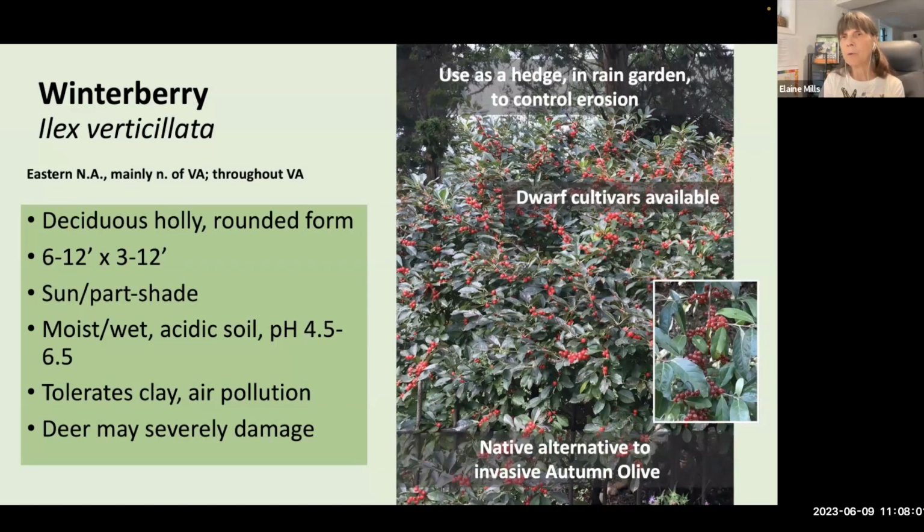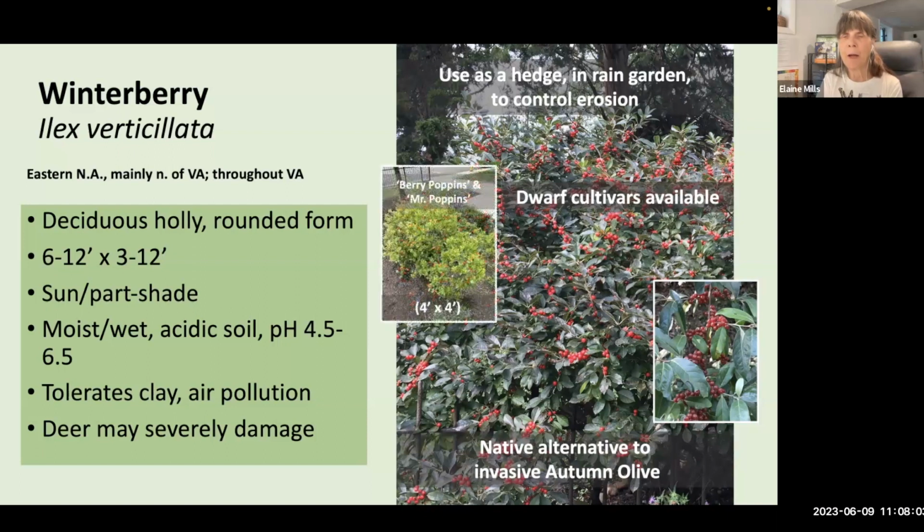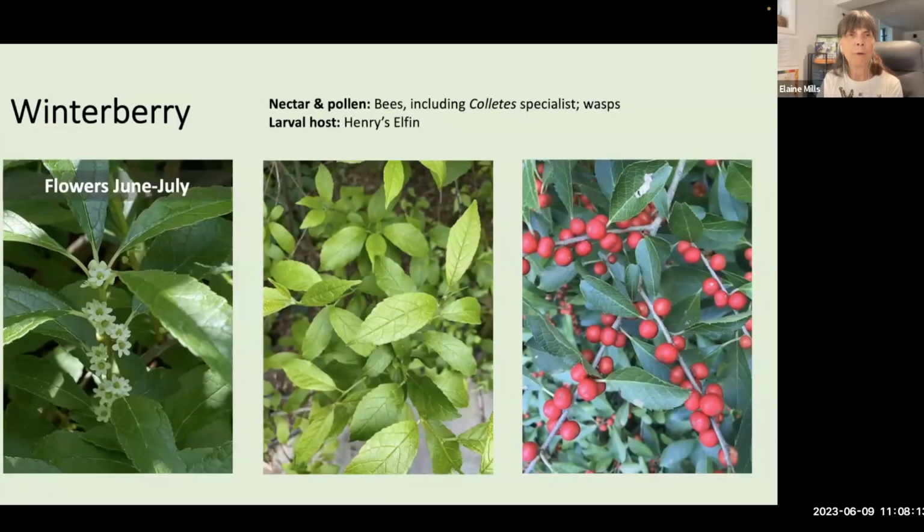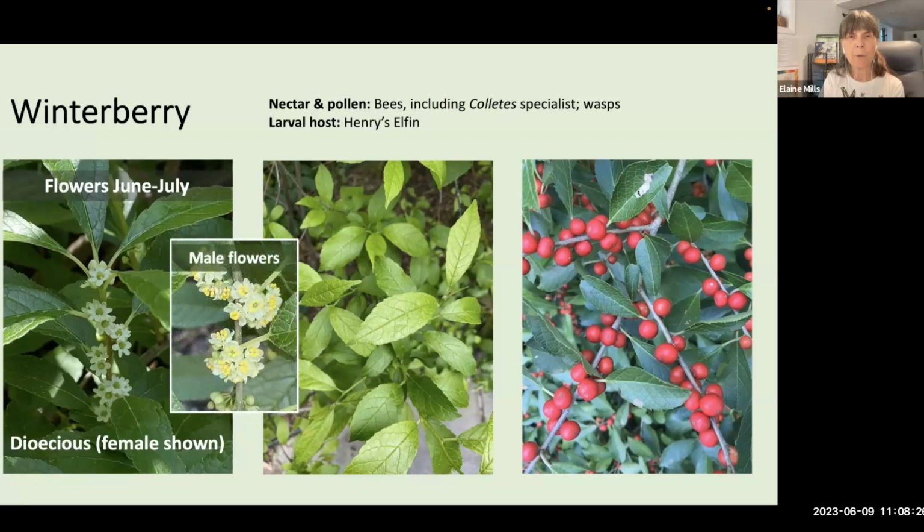There are a number of dwarf cultivars available, among them Berry Poppins and Mr. Poppins that we use in one of our Master Gardener demonstration gardens. Winterberry's flowers are just beginning to show and develop now in the June to July period. This is another dioecious plant. Here, the female flowers are shown, and then the male flowers will have very prominent anthers.